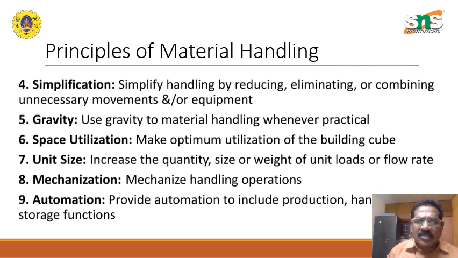Unit size: increase the quantity, size, and or weight of the unit load or flow rate. If you maximize the unit size, quantity, etc., then you will be able to pack a large amount of material to be handled. Mechanization: use mechanized handling operations wherever possible. Industrialization really calls for using a lot of material handling equipment, and mechanization will bring in a cheaper method of handling the parts. Automation: provide automation to introduce production, handling, and storage functions. So wherever you want to handle these materials, try to use mechanization, and automation is the other.